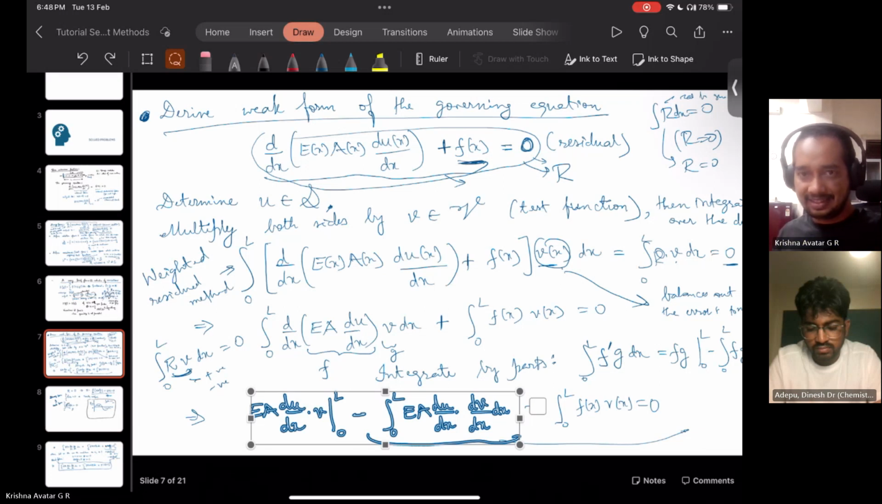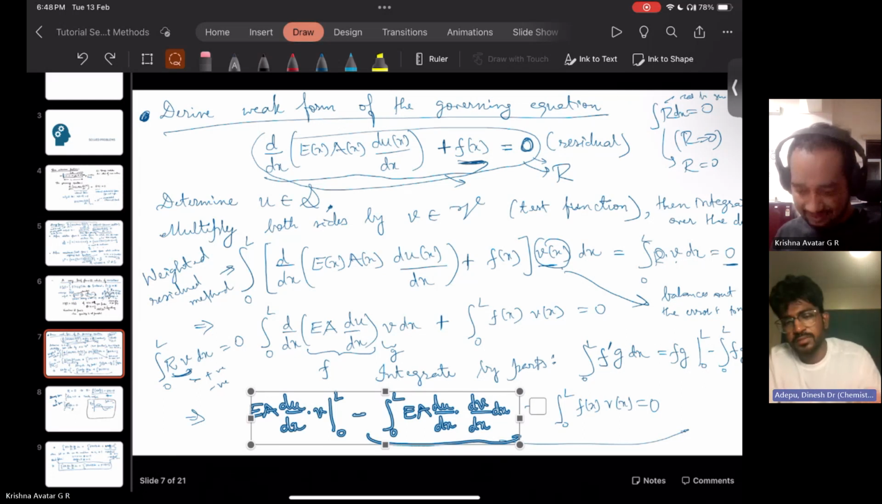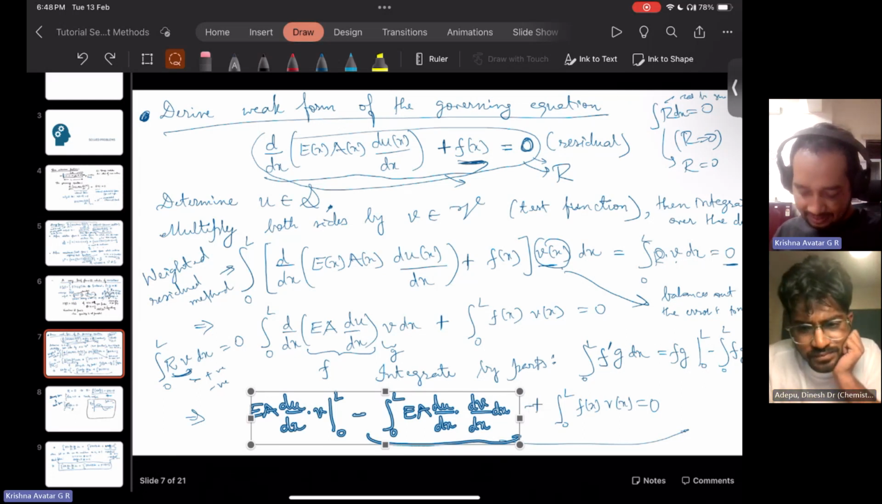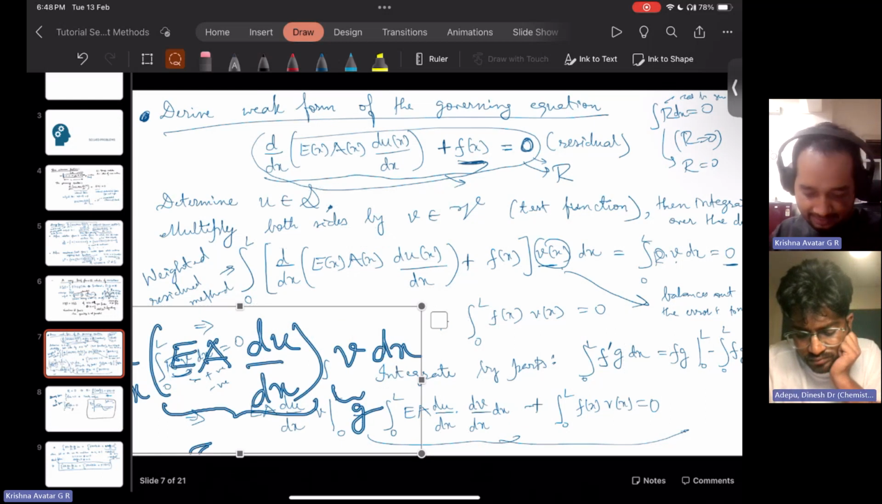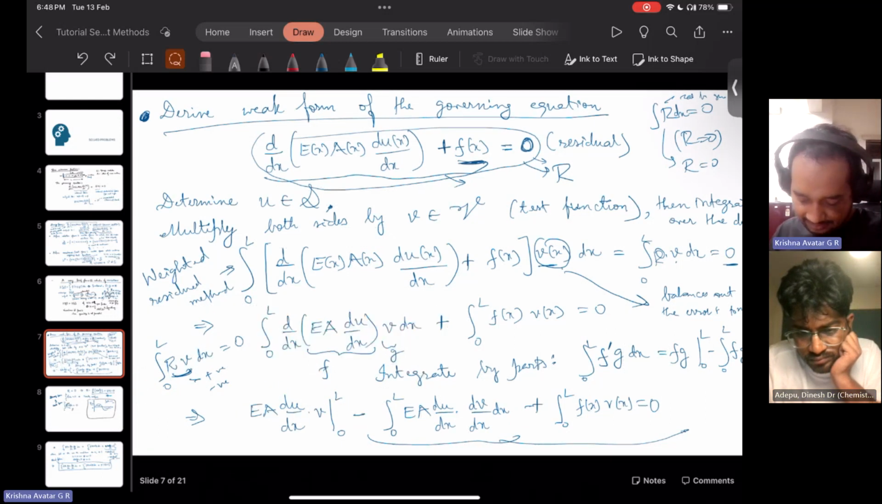See, right? So this is doing integration by parts and it results in this. It gives us this, and then this is the term from the forcing function. So we can still go back from here to here, either way. This is just the weak form.